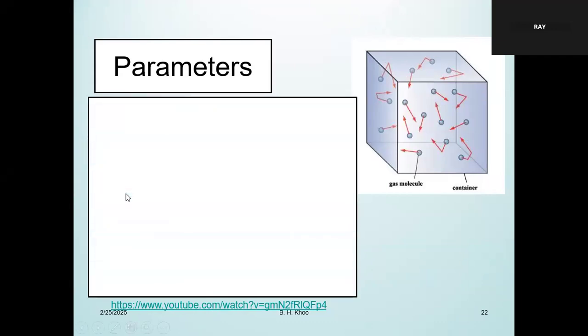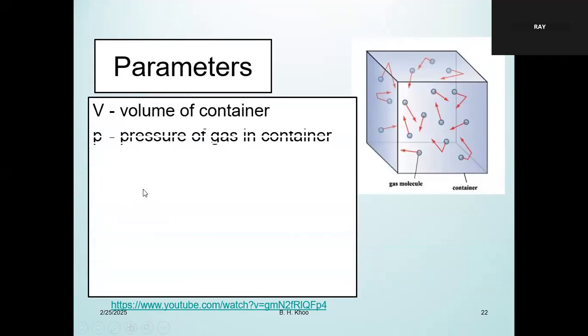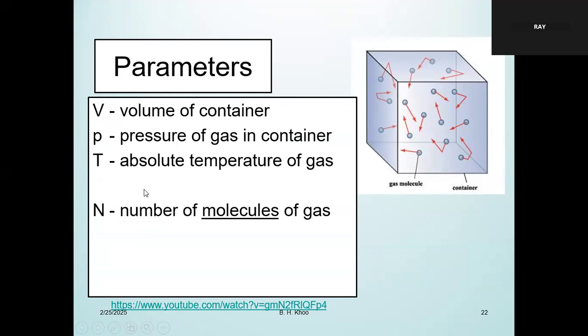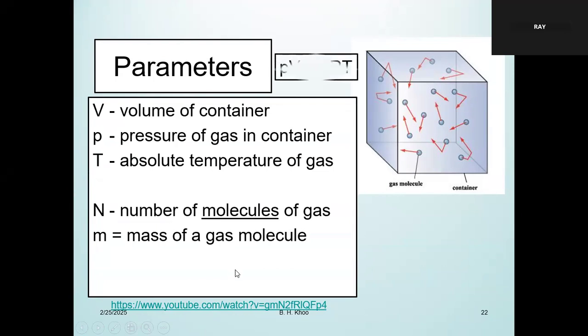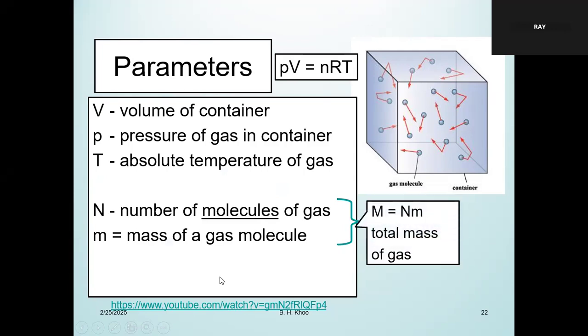So what are the variables or parameters? Volume of container, pressure of gas in a container, absolute temperature of gas, and number of molecules of gas. m is the mass of the gas particle. We imagine there are a lot of particles of the gas in the container. So this is PV equals nRT. n is the number of moles. This one together is the total mass of gas. We can use molecules or particles.